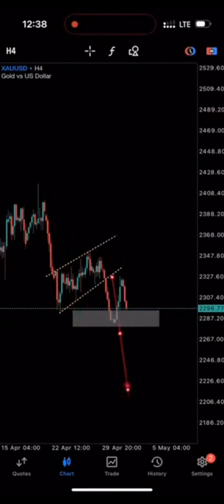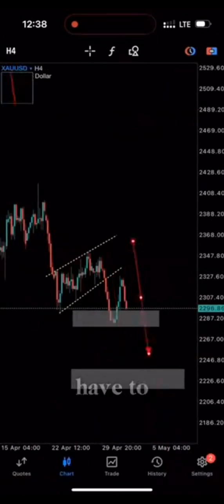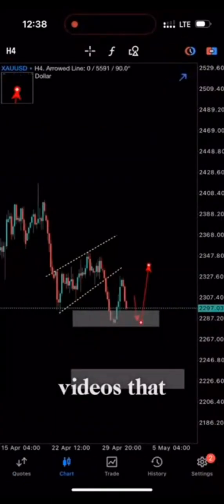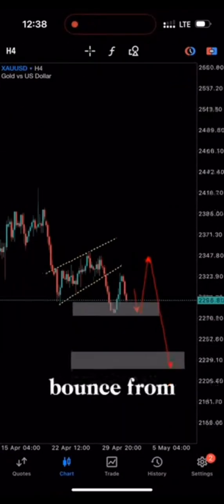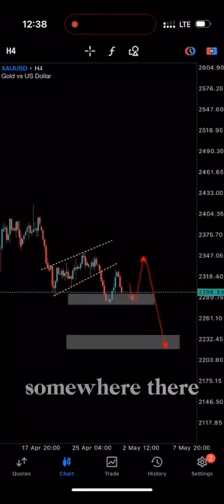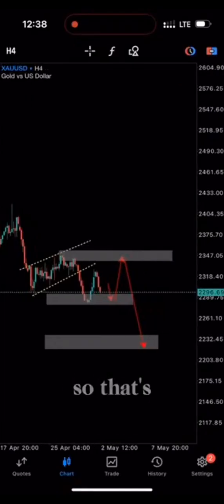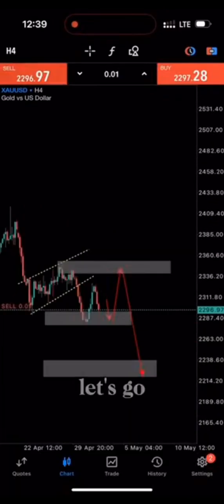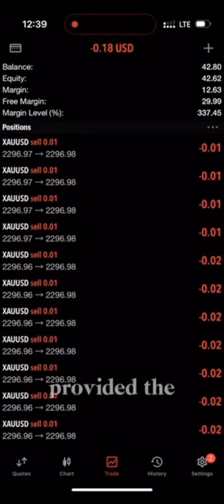That's when most traders fail here, because they will just sell. But you have to understand something here. I have explained in my other videos that when the first TP is reached, it has to bounce. It has to bounce from that point and go at least somewhere there. It can't just go down. From at least there, and then it drops. So if you go full margin, you might end up blowing your account. Anyway, let's go full margin on your account here. So the signal seems correct, provided the analysis here.